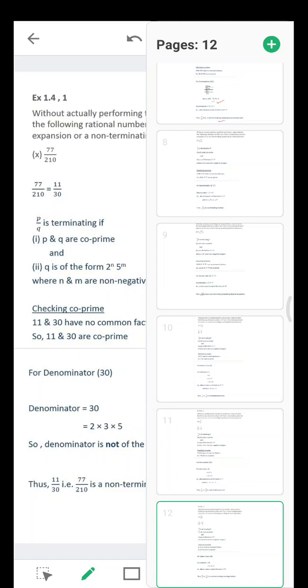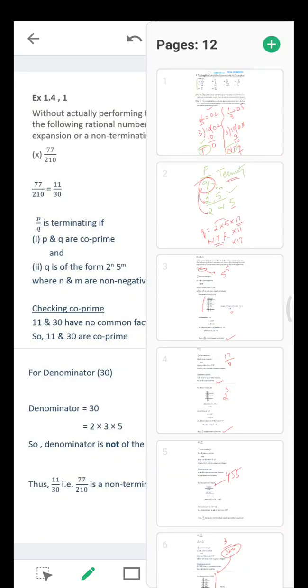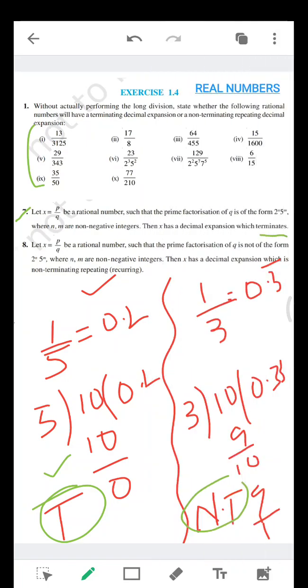Okay, the second question of this exercise says whichever are terminating decimals, you have to find the decimal expansion for it. For that you can just do normal division and you can get your answer.